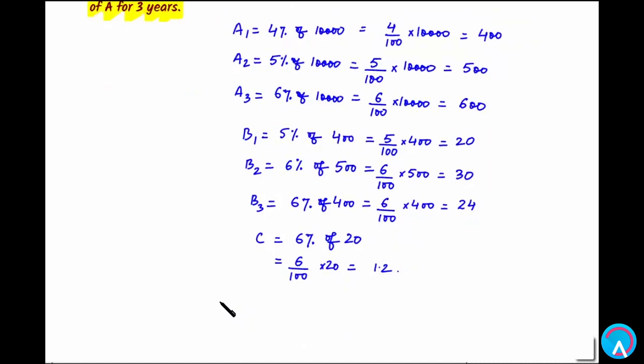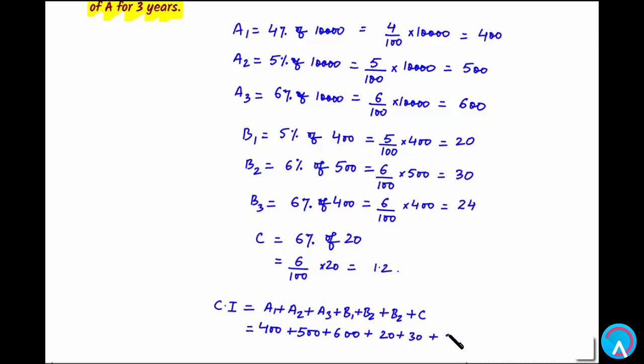So here, compound interest will be equal to A1 plus A2 plus A3 plus B1 plus B2 plus B3 plus C. So that is 400 plus 500 plus 600 plus 20 plus 30 plus 24. When this is calculated, this will come as rupees 1575.20.